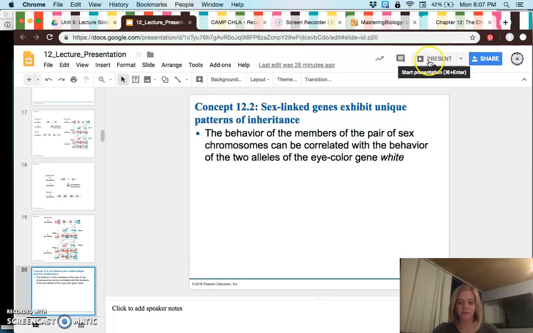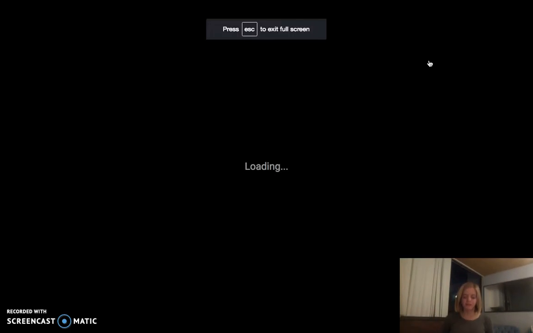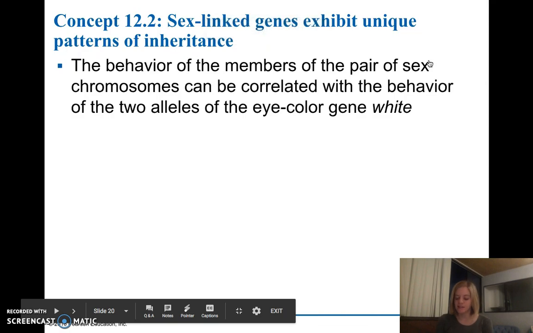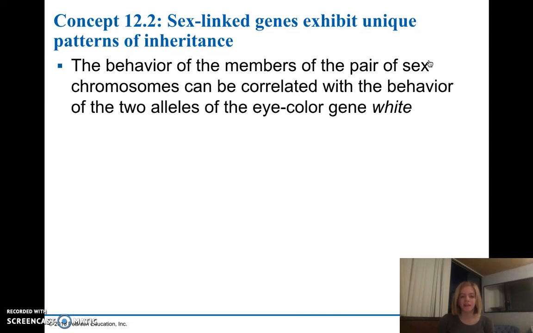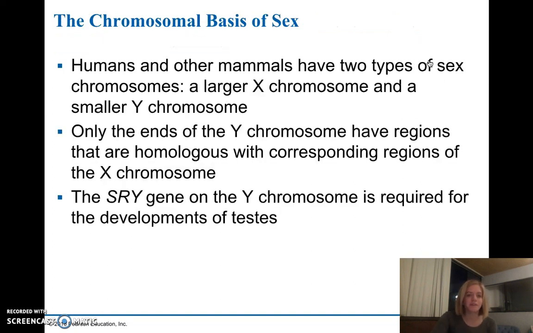So in the last video, we talked about how what Morgan observed in his experiments was that it seemed there were certain genes that appeared to be linked to the sex of the flies. And we've now observed there are many different sex-linked genes, and these genes exhibit unique patterns of inheritance that are different than those that Mendel observed with his simple P crosses. So the members of the pair of sex chromosomes we know can have correlations with the behavior of two different alleles. In this case, we're going to examine the eye color gene, but there are some others.